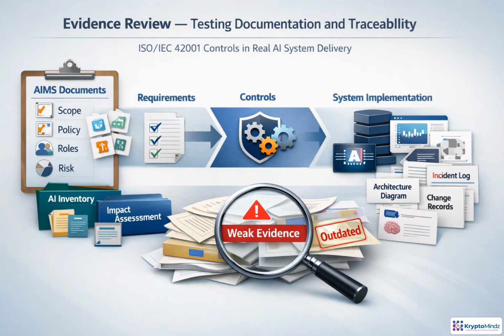Evidence review is where governance claims become proof. Begin with the core AIMS documents: scope, policy, objectives, roles, risk method, AI inventory, impact assessments, and control procedures. Then check whether those documents are reflected in real delivery artifacts, such as architecture diagrams, model cards, data lineage, monitoring reports, approvals, incident logs, and change records. The key is traceability. Each requirement should connect to a control, each control to an implementation, and each implementation to operational evidence. Weak evidence often appears as outdated files, missing approvals, inconsistent templates, or claims no one can verify.